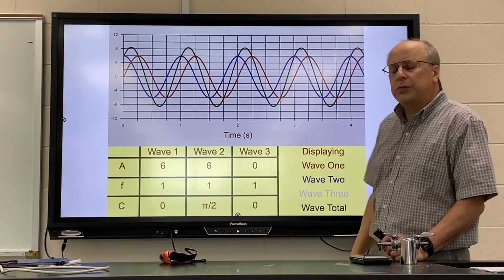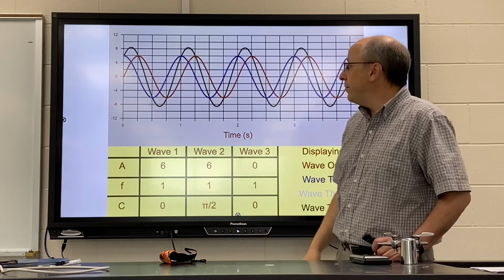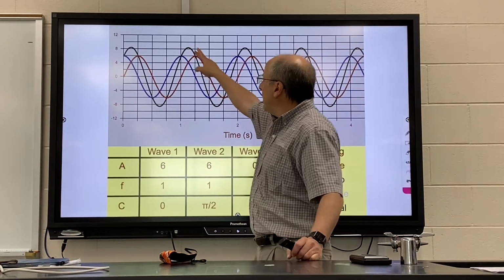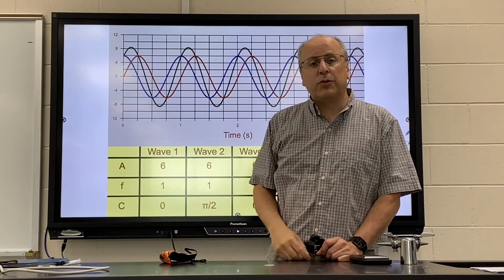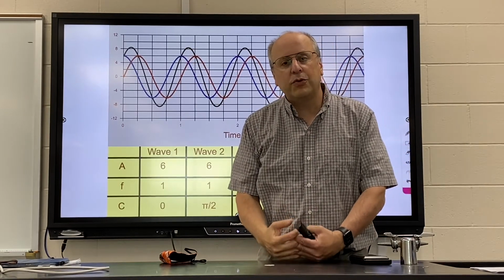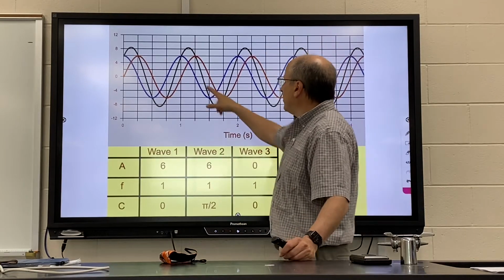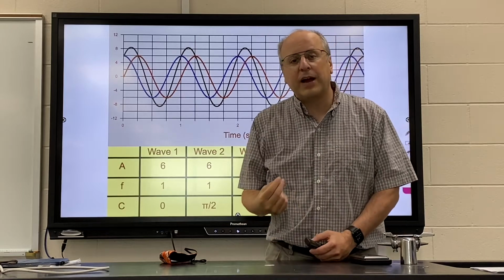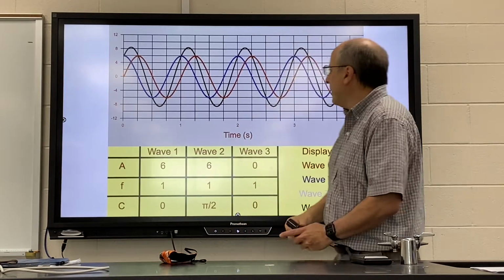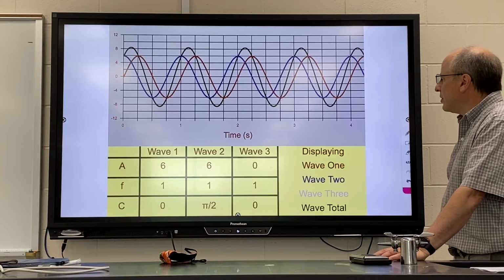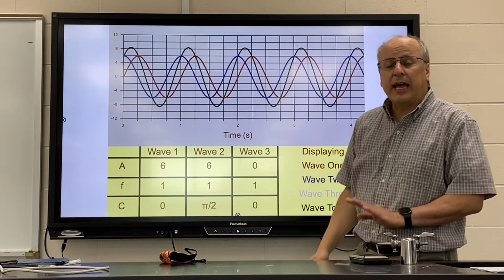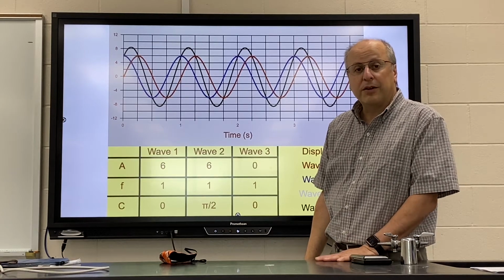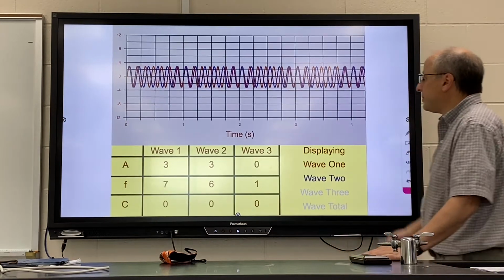Contrast that with this, which would be partial constructive. So they're kind of lined up, but not quite perfectly. We get an amplitude that's bigger than the individual waves, but it's not equal to the two waves added together. If we added these up, 6 and 6 should give us 12, and instead it's only giving us a fraction more than 8. All right, so this is partial constructive interference. Again, it's still constructive because our combined amplitude is bigger than our biggest amplitude.